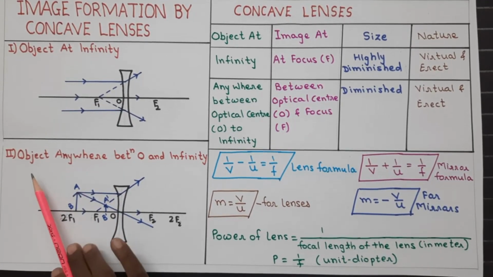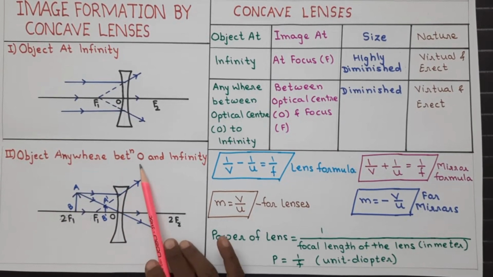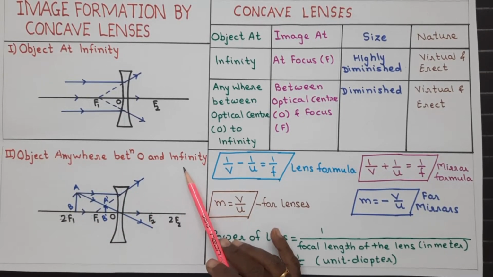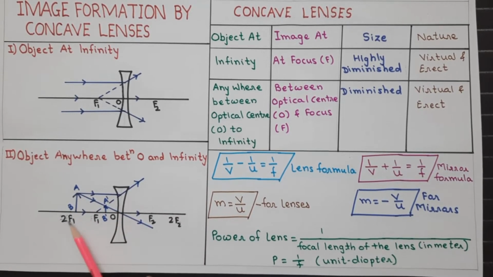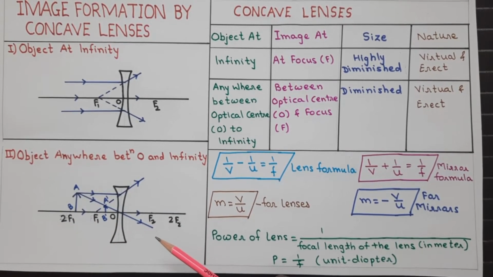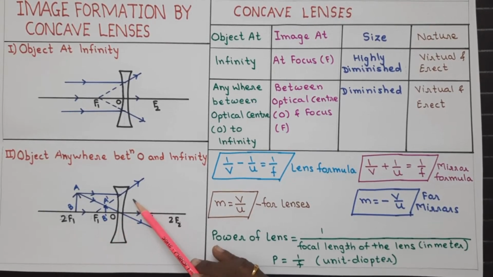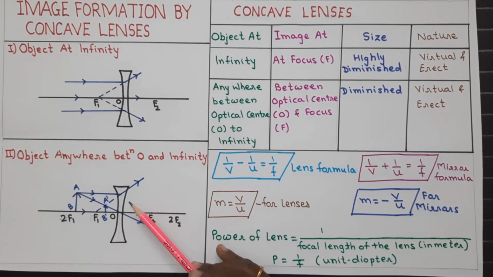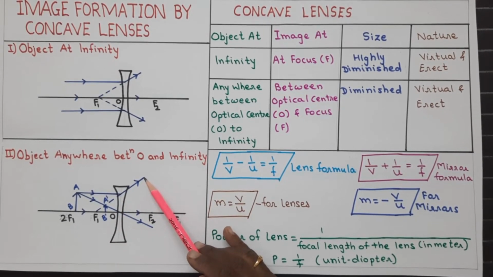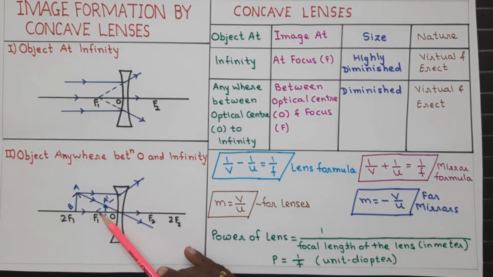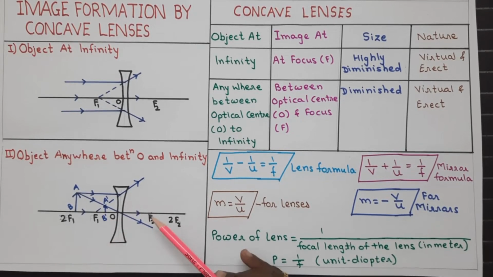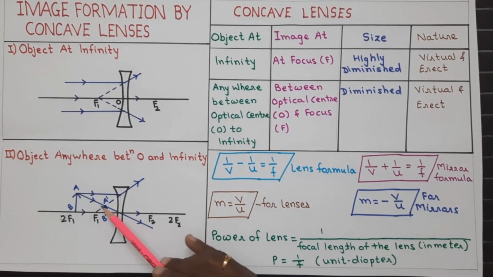Now the second case, object anywhere between optical center O and infinity. This ray is parallel to the principal axis. It appears to be coming from focus after refraction. So join this by a dotted line and produce it forward. This is the refracted ray which appears to be coming from the focus of the concave lens. Now this ray is passing through the optical center of the lens. After refraction, it goes straight.